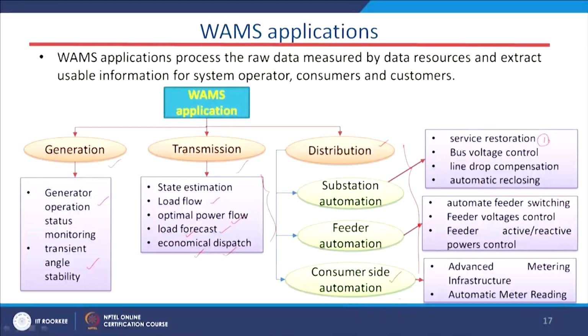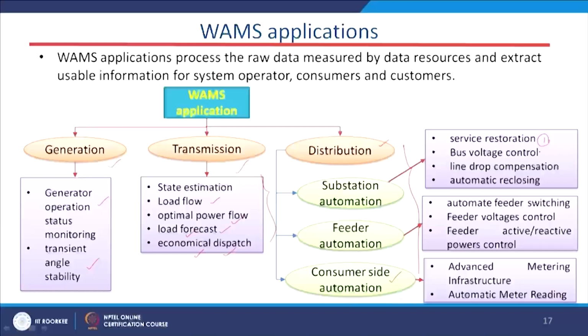Coming to the first part, substation automation, the first component is service restoration. Sometimes, after the fault inception, we have to reconnect the circuit to the main circuit, or bring back the service so that the customers get supply after a certain time period. Those types of service restoration techniques can also be improved using this WAMS technology.